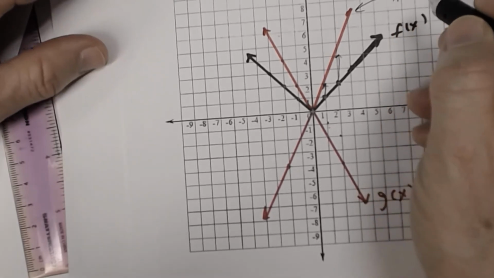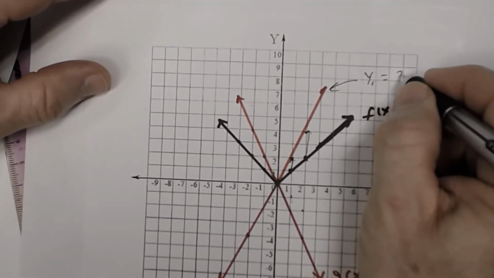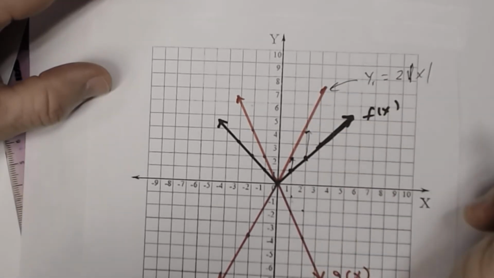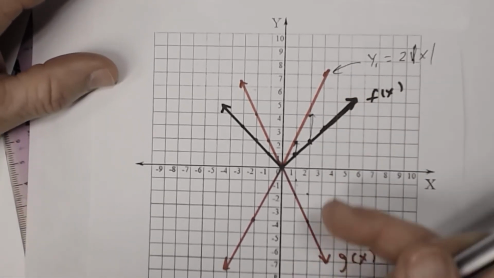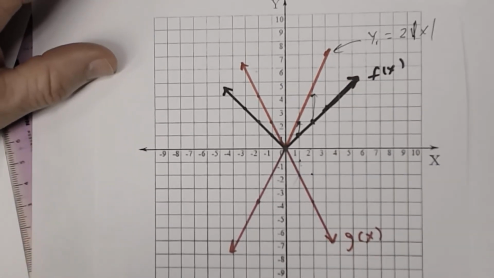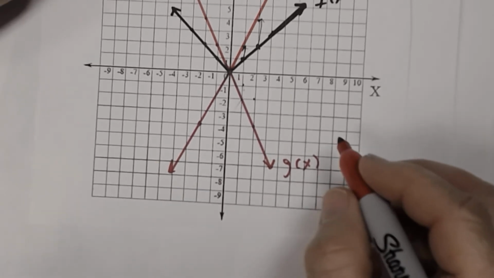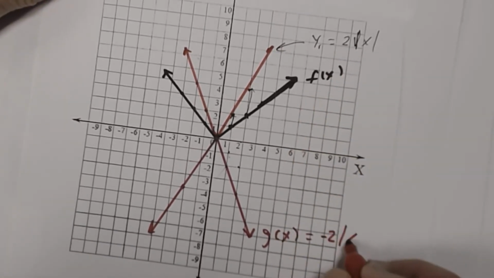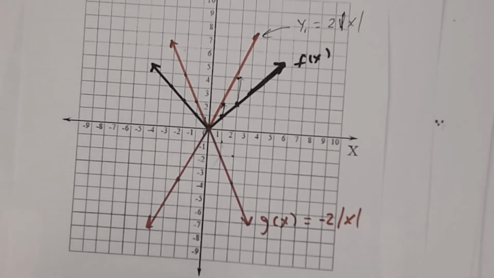y1 equals 2 absolute value of x. Okay. Then I did the reflection, and when I did the reflection, I got what I want. So then g of x becomes -2 absolute value of x. So that's the way I would do that.